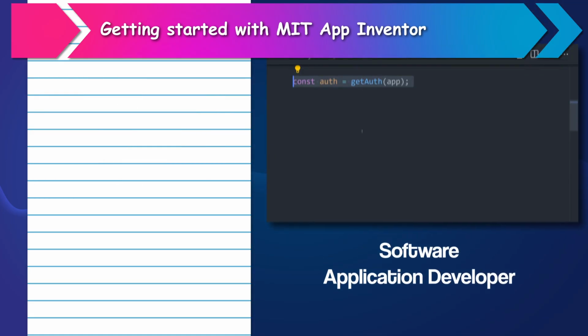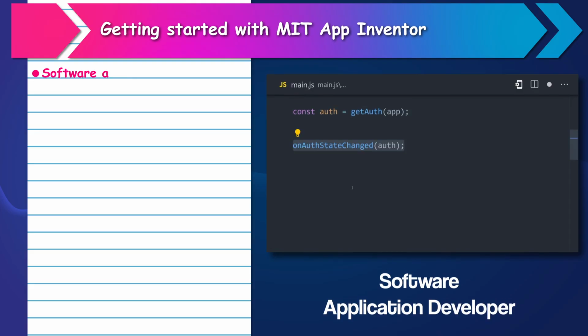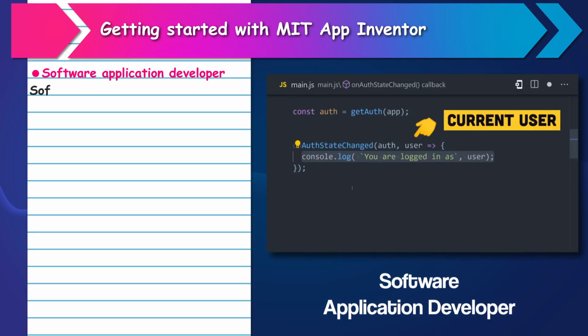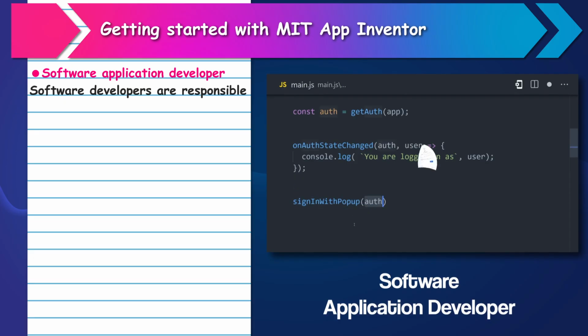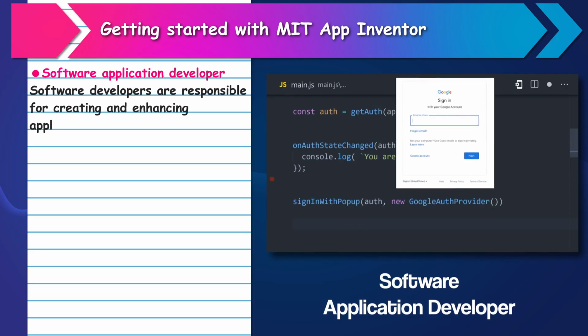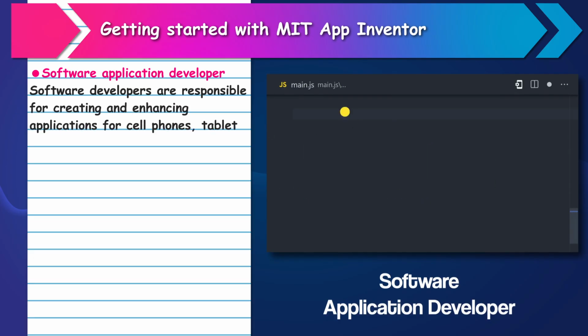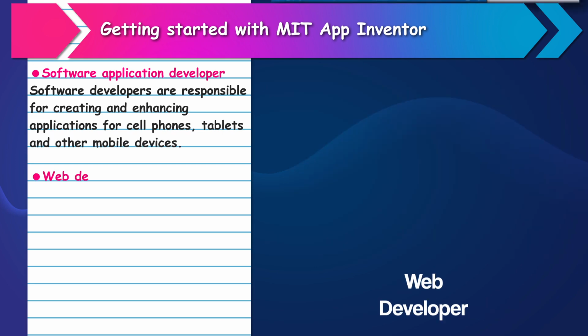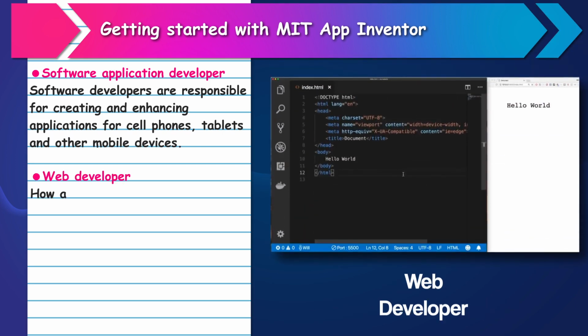What kinds of programming jobs are out there? Software application developer. Software developers are responsible for creating and enhancing applications for cell phones, tablets, and other mobile devices. Web developer. How a website looks and functions is the direct result of a web developer's work.